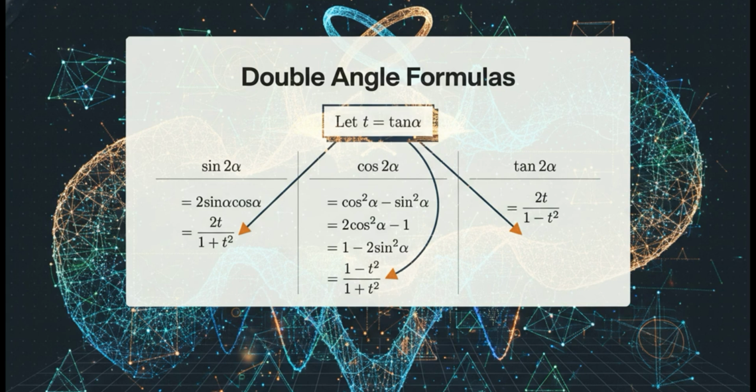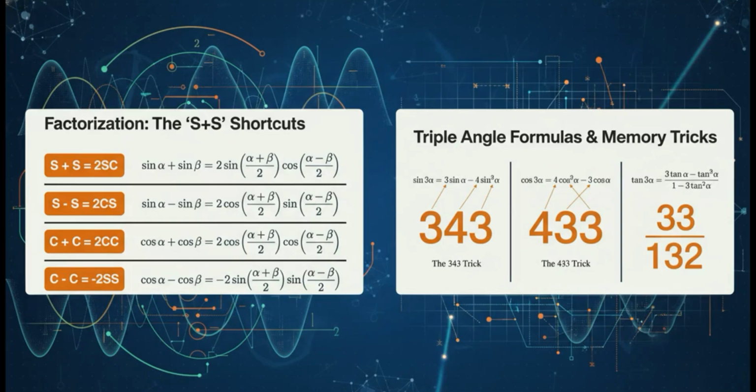And here's a really slick pro move. If you just substitute the letter t for the tangent of the original angle, you can rewrite the whole thing using just t. It's a neat trick that can turn a really messy trigonometry equation into a simple algebra problem. This really just shows how much of trigonometry is about spotting patterns.